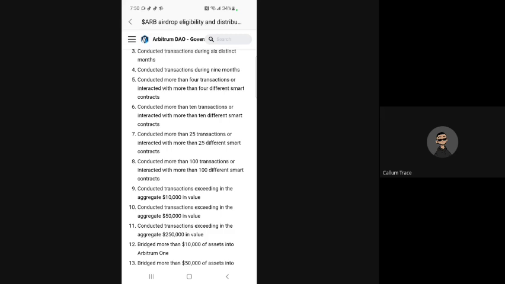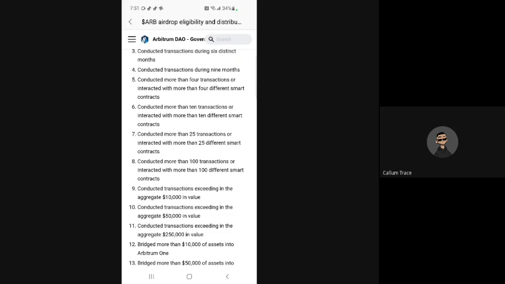So let me give an example between two persons. Let's say person A uses the Arbitrum bridge, only the Arbitrum bridge, 100 times. Person A will have 100 transactions, one smart contract.